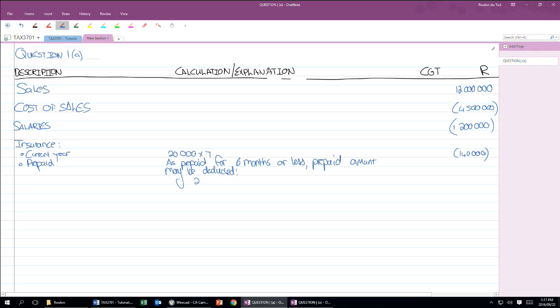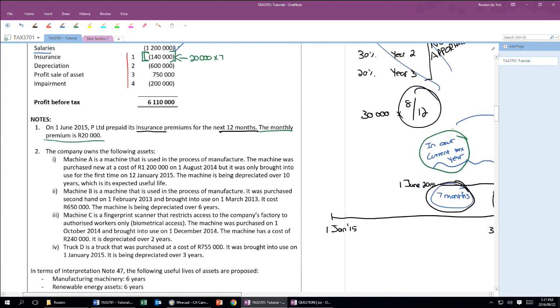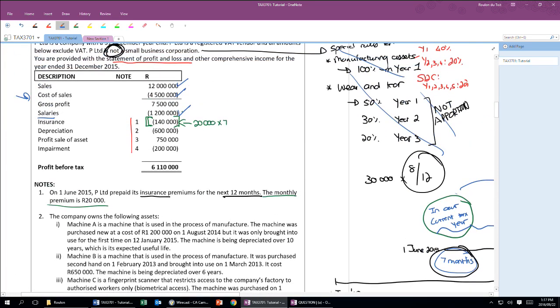And we saw it as 20,000 rands a month, 5 months, so we can deduct an additional 100,000 rands. Okay. So that is the insurance part. Just clean up a little bit here. That is the insurance part done.